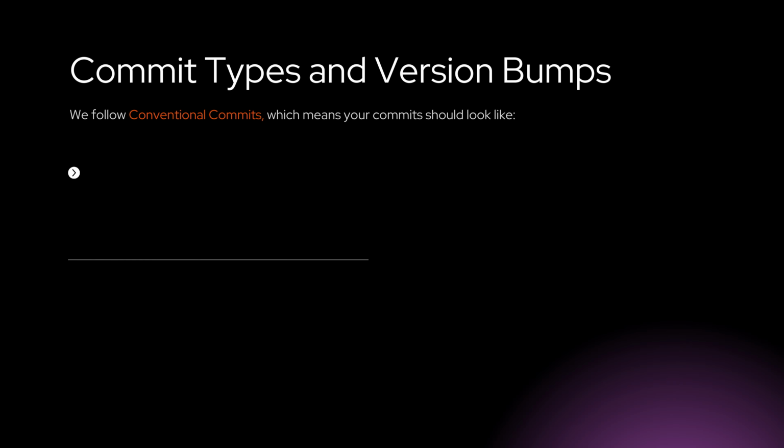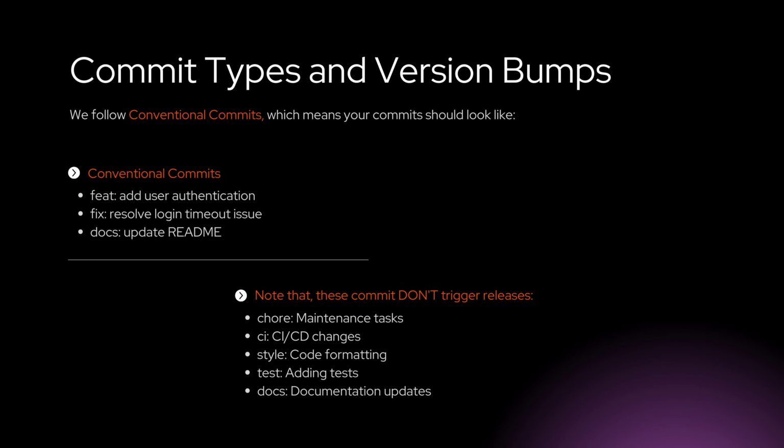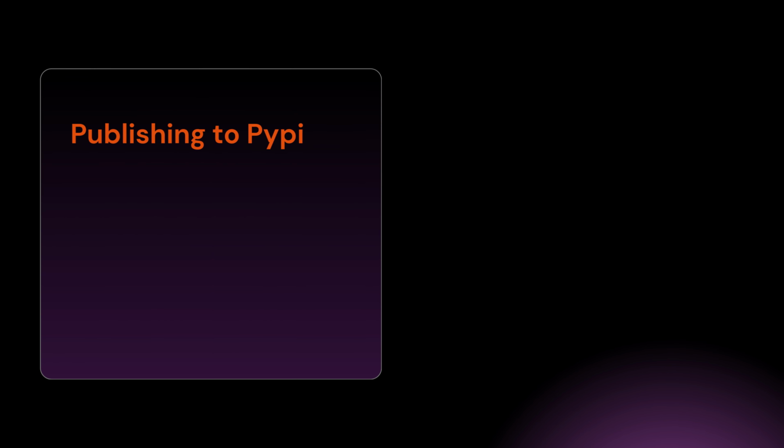We follow conventional commits, where commit messages like feat, fix, or docs are used to automatically generate changelogs and version bumps through our CI/CD. Everything runs automatically, you just need to write proper commit messages. For commit types that do not trigger releases, such as chore, ci, style, test, or docs, you can see the full details above.